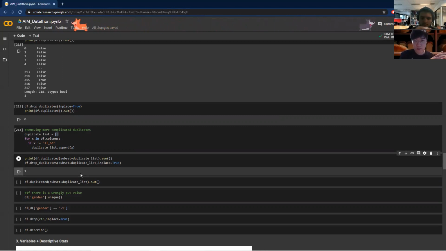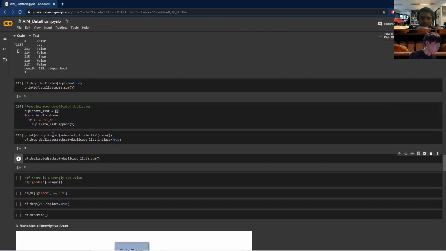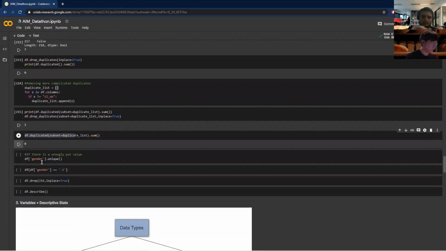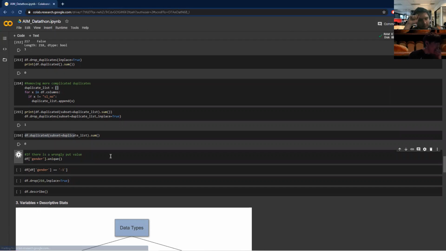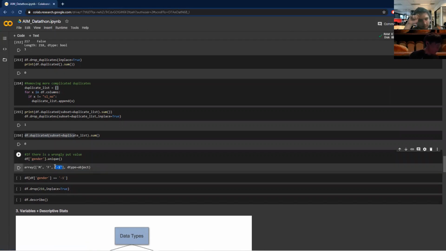And this is just a couple ways to deal with that. So once again, I'll drop it, and then we no longer have to worry about that duplicate. And then remember that we had that weird value of -1, so we don't want that as well. So we want to drop that as well.